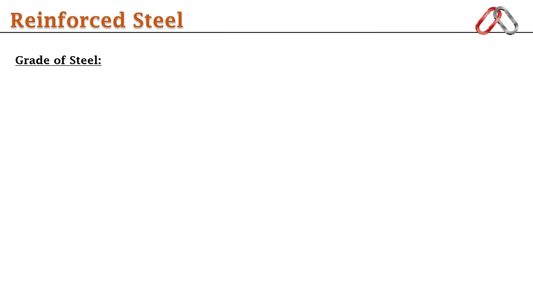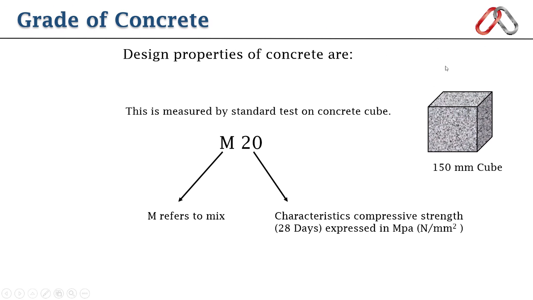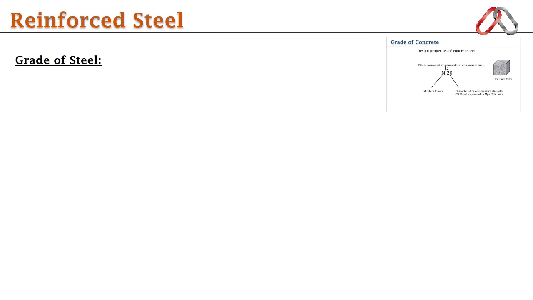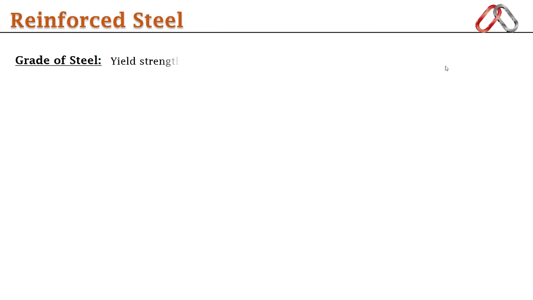If we talk about the grade of steel, we know that we use compressive strength of concrete to define the grade of concrete. But here we use the term yield strength of steel to define the grade of steel. And I hope you will be familiar with the concept of yield strength. It's a topic of another subject, strength of material.